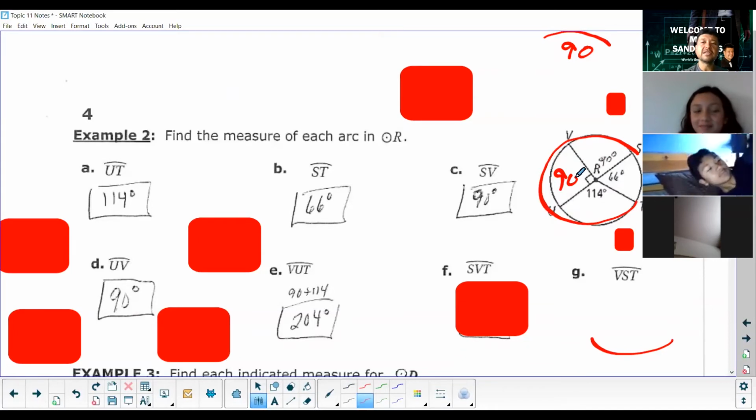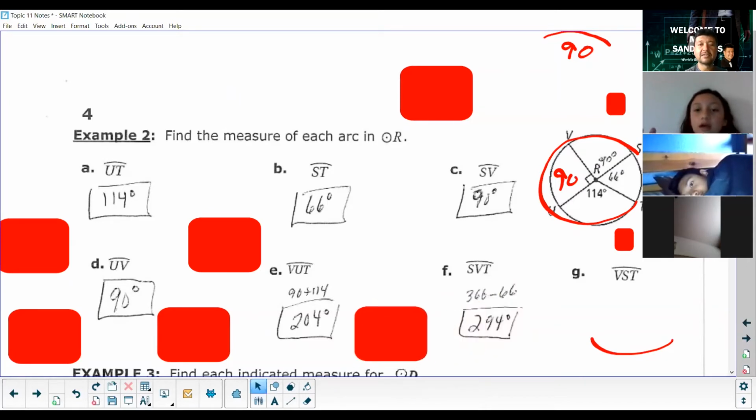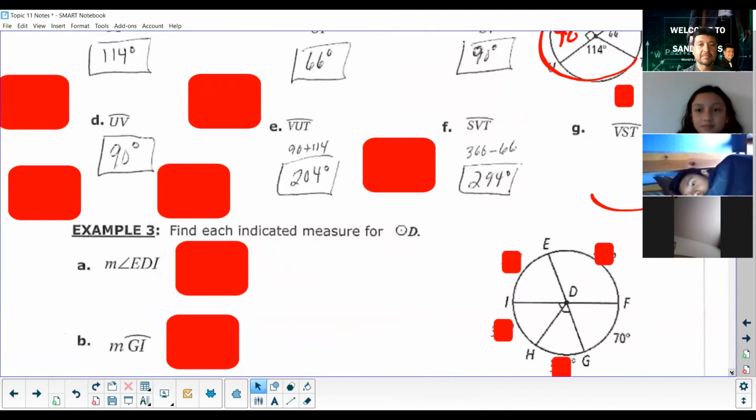So then you see the 90, 90, and the 114. We're going to add all those together to get that SVT. You got 294. Well, actually, they did it a little different. Yeah, it's 294. They did 360 minus 66 because they wanted the other part, which is another way to do it. There's more than one way to get the solution for these things. All right, now let's scroll down.